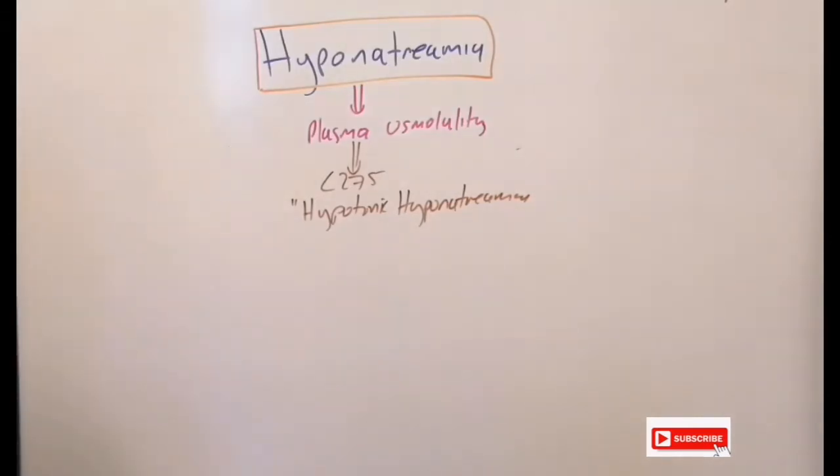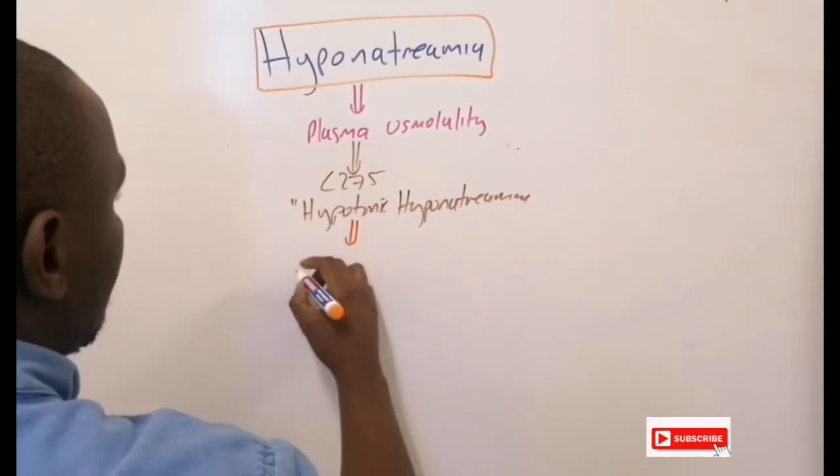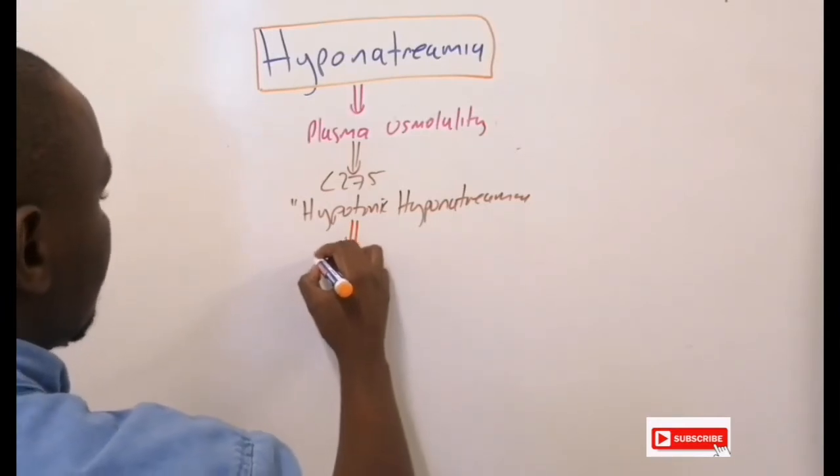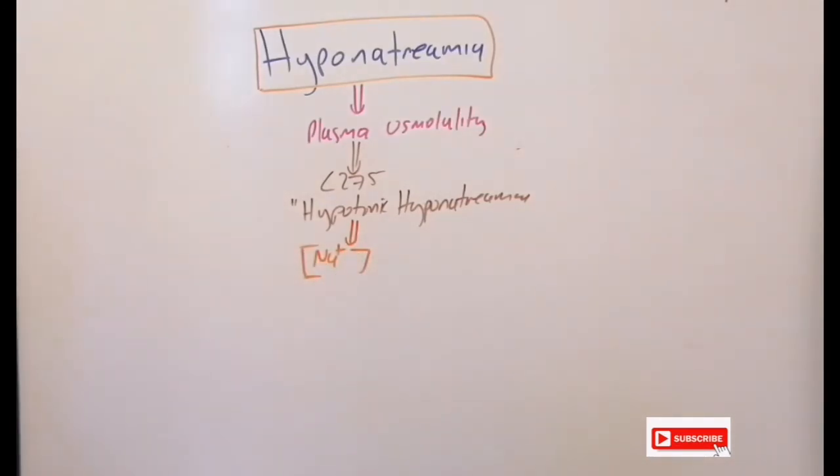If you really want to understand hyponatremia, please go and study the basics of fluid compartments, how water moves from one compartment to another, because that's where it is. So what you do here, you find that your patient has got hypotonic hyponatremia. Here you take the urine and check the concentration of sodium in the urine.